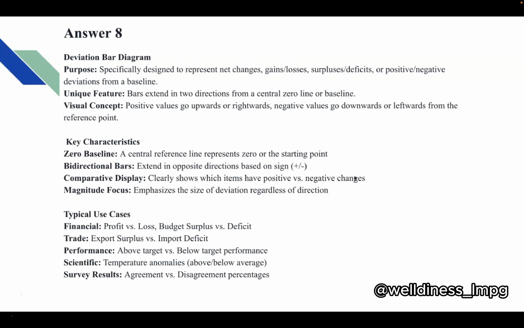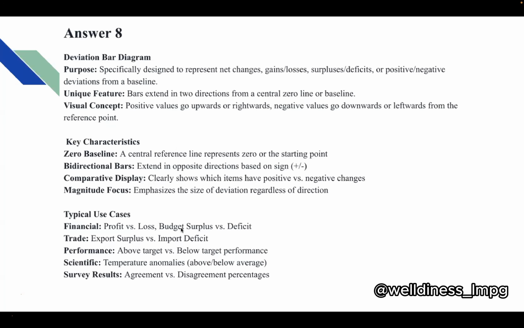Yes, sir. It is specifically designed to represent net changes in gains, loss, surplus, deficits, positive and negative deviation from a baseline, and the bars extend in two directions from a central zero line or baseline. Positive values can go upwards or rightwards, negative values go downwards or leftwards from the reference point. A central reference line represents zero at the starting point, and bars extend in the opposite direction based on the sign, whether it's positive or negative. In our example that time, positive was for profit, while negative was when they made a loss. It clearly shows which items have positive versus negative changes, and they emphasize the size of deviation regardless of direction.